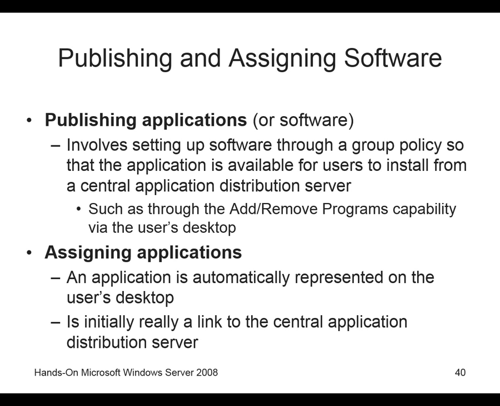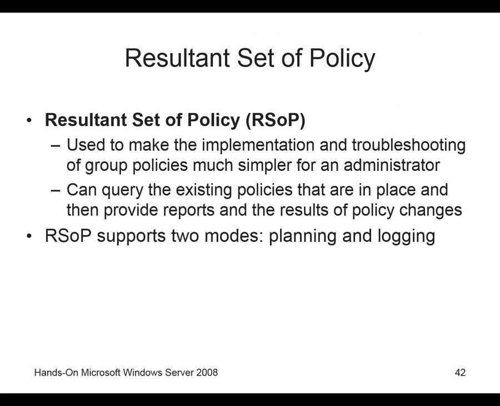Publishing applications. How do you publish an application? This is going to be very important to understand, publishing applications or hardware. It involves setting up software through the group policy so that the application is available for users to install from a central application. That's for applications only. Assigning applications: you can assign an application directly to a user's desktop or make a link for them to access it.